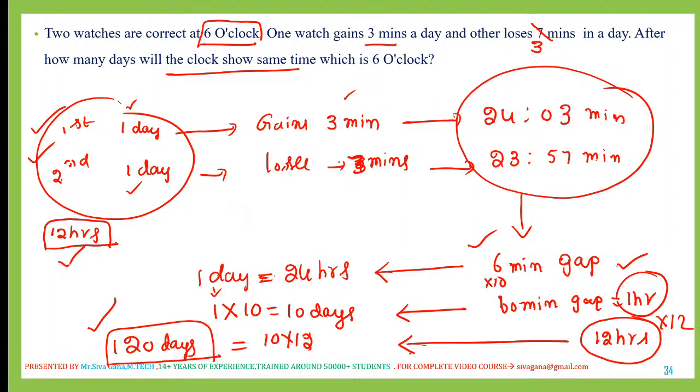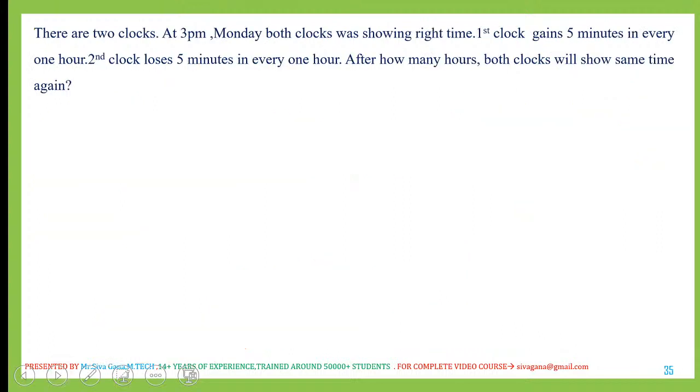I just took gaining as 3 minutes and the second clock losing as 3 minutes, but actually the second clock is losing 7 minutes. You just do the answer for 3 minutes gaining and 7 minutes losing. No problem, just the answers are different, but the idea is the same.